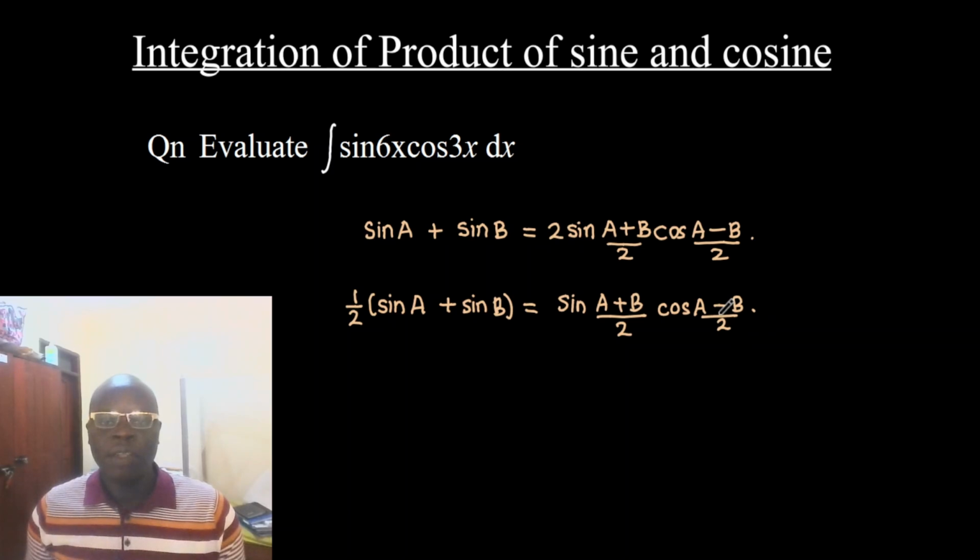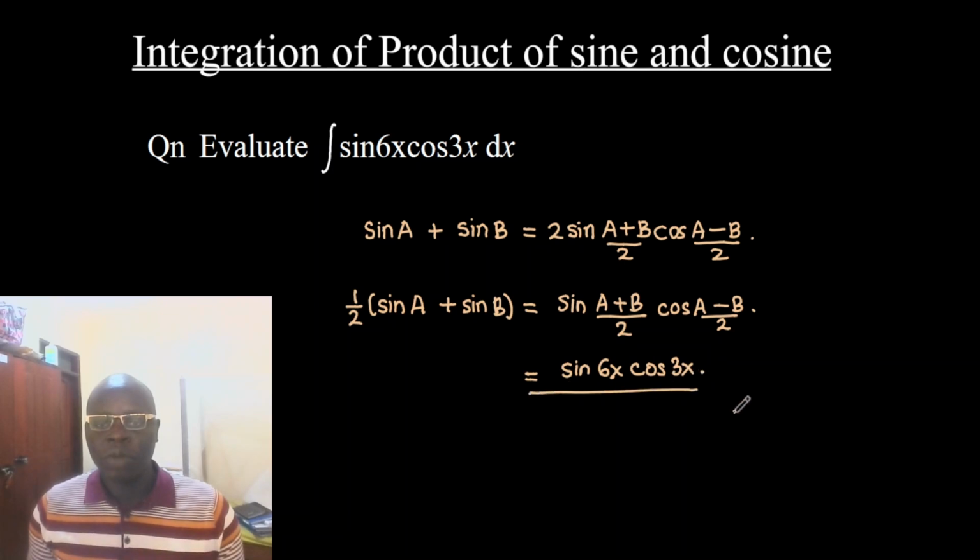Having reached this stage, we have to bring our question nearer to compare them in order for us to see how these angles correspond. So we have here sine of 6x times cosine of 3x. You can see the sines are corresponding and the cosines are corresponding. So we can simply compare these angles here.